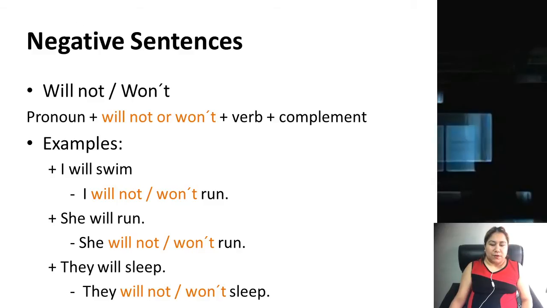You can also use the next structure: pronoun plus won't plus verb in simple present, and if you want, you can use a complement. There is not much difference between the use of will not or won't. However, won't is the most common. So as you can see, this structure is pretty easy. You just have to use not or won't, and that's all.